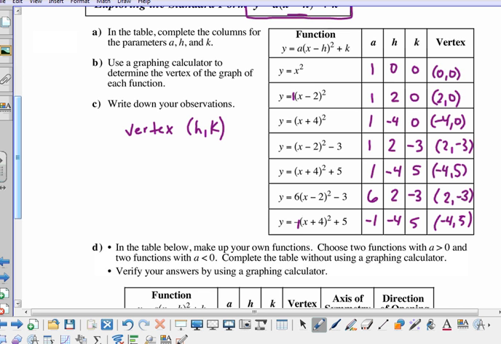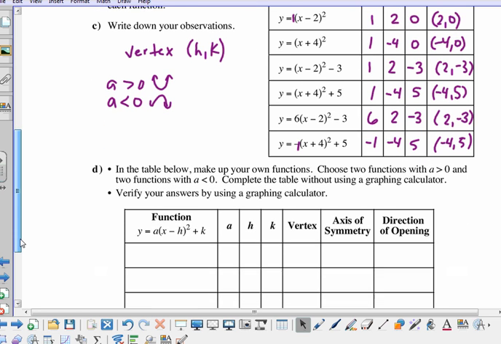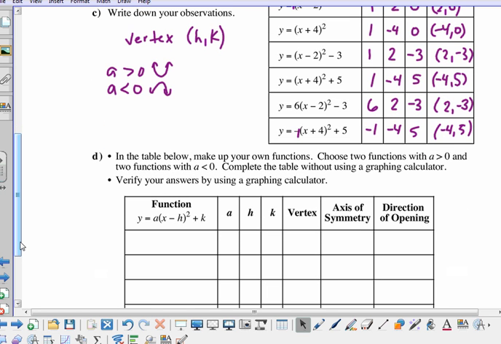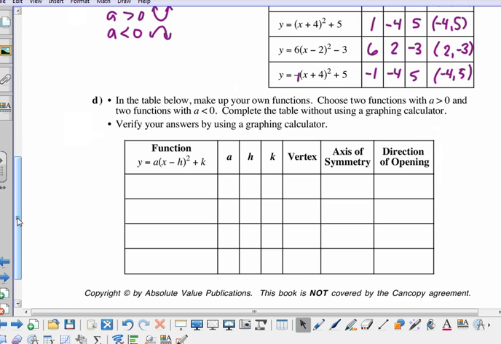Good. Okay, what does the A value tell you? Do you remember from last day? If it's positive, it opens up. If A is greater than 0, it opens up, and if A is negative, it opens down. That's what A does. And it also stretches it. Yeah, negative A is sad. There you go.